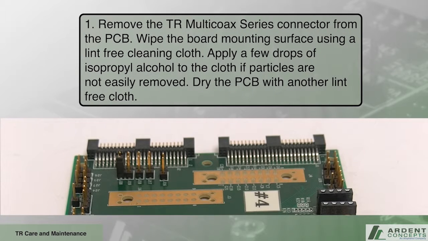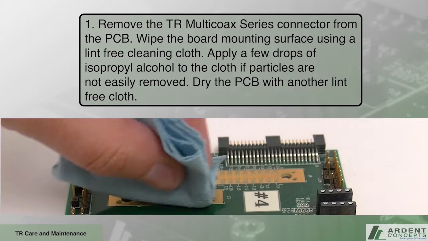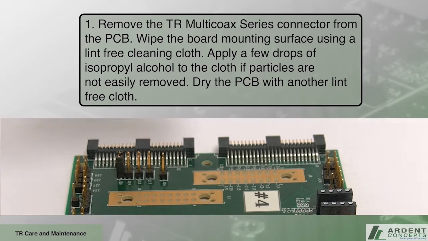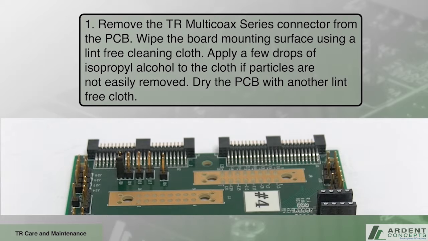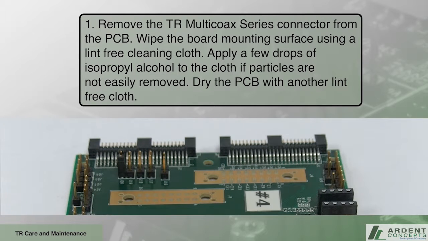Remove the TR Multicoax Series connector from the PCB. Wipe the board mounting surface using a lint-free cleaning cloth. Apply a few drops of isopropyl alcohol to the cloth if particles are not easily removed. Then dry the PCB with another lint-free cloth.